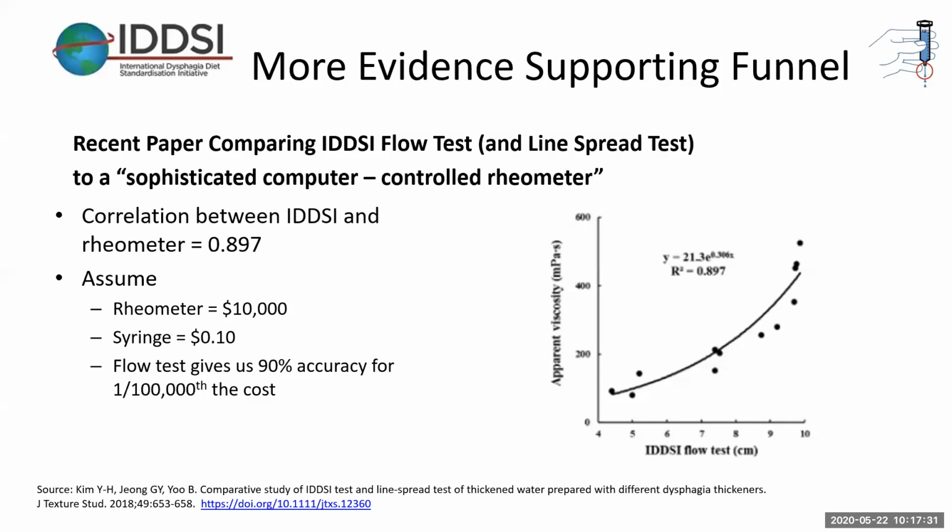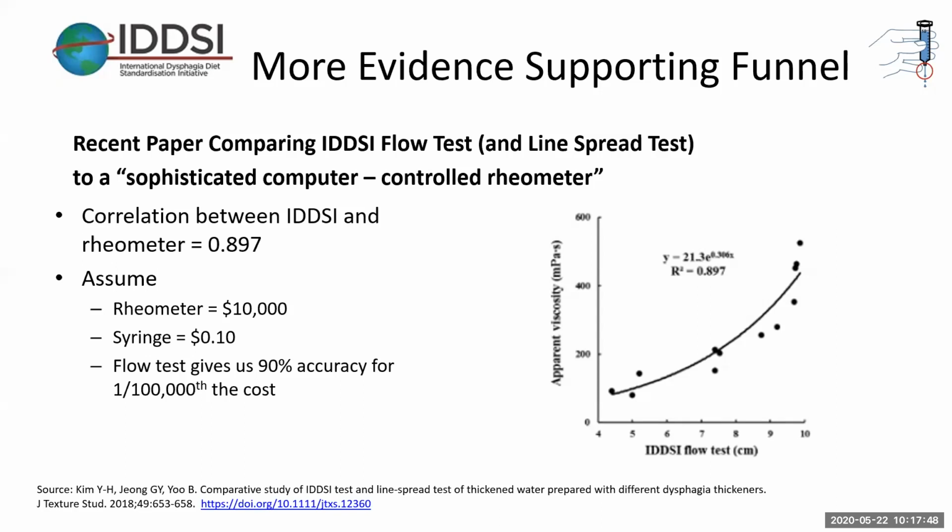So if you assume that you could find a very inexpensive rheometer for only $10,000, and considering that the syringe may cost you 10 cents, I like to think of it as the IDDSI flow test is giving us about 90% of the accuracy for 1/100,000th of the cost of a rheometer.